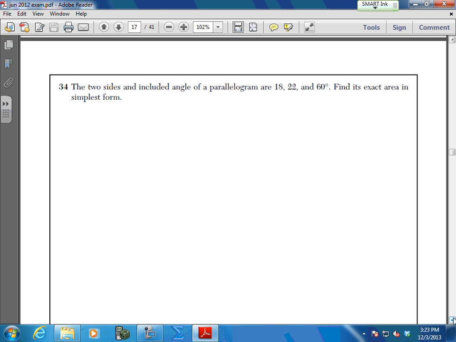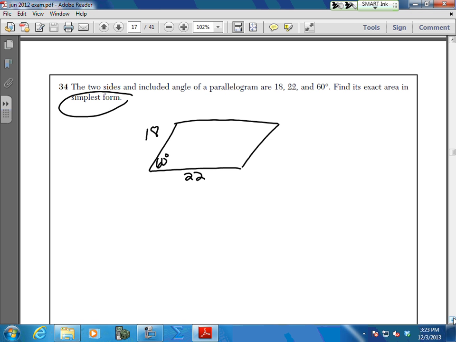Two sides and the included angle of a parallelogram. Draw your parallelogram. Two sides, it doesn't matter which one is which, and the included angle. They want to know its area in simplest form. Usually that means you have a radical. Otherwise, they would tell you where to round.